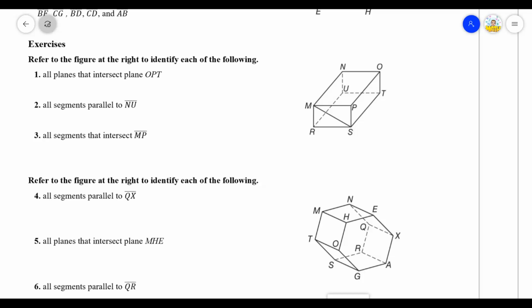So the first question draws our attention to plane OPT, which is over here. It's, suppose, like the right-hand side of the shoebox. If this were a shoebox, let me keep P open there so we can see the letter P. So that's plane OPT. All planes that intersect it, I'll draw them in blue. Okay, here's the first one. We could talk about plane MNO, or you could use the letter P to represent that. MNO is one plane that would intersect it. Over here, we'll call this RPS. That's going to intersect it.